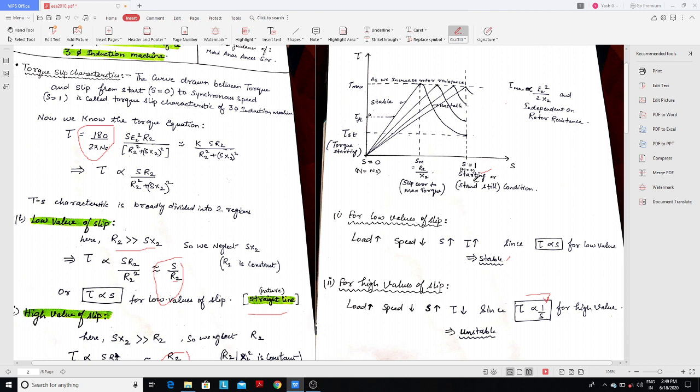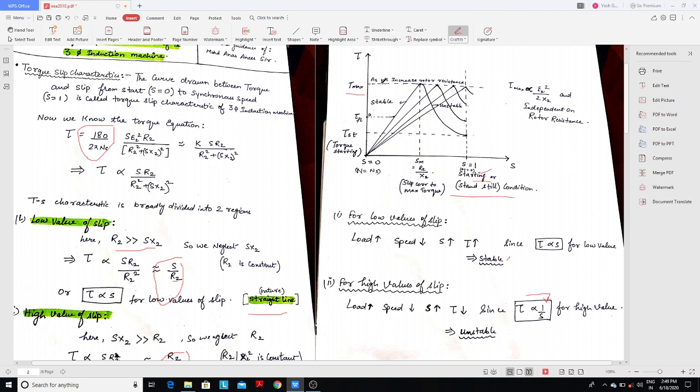This is known as the starting or standstill condition. What is starting torque? The motor produces torque when S equal to 1 or the speed is 0. This is termed as starting torque. And full load torque is any point in the linear region where the motor operates. It is termed as full load torque. It is lesser than the maximum torque, and this is tau max.